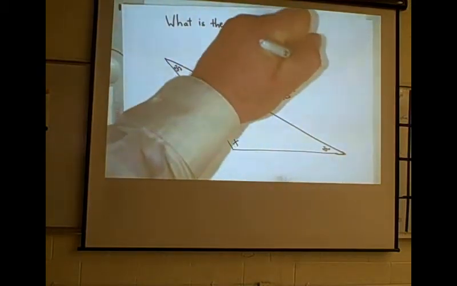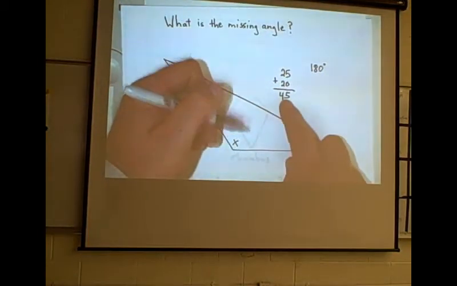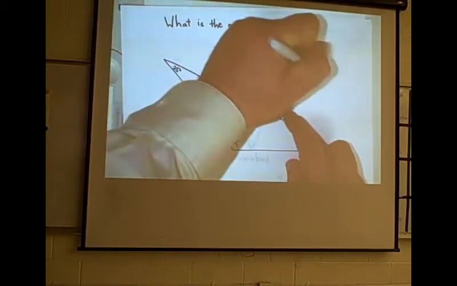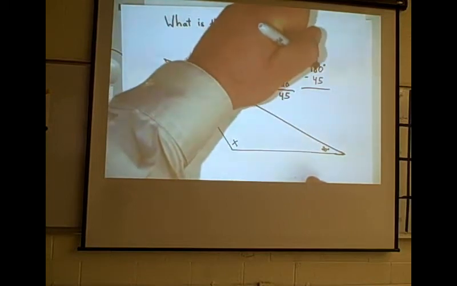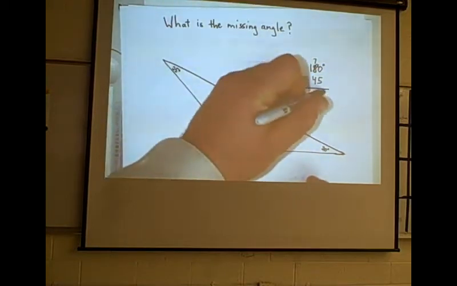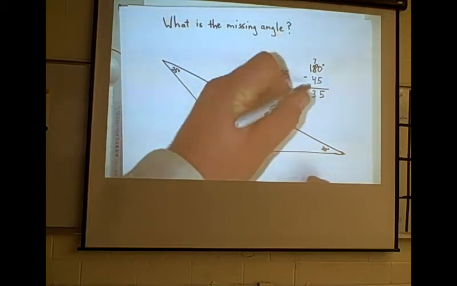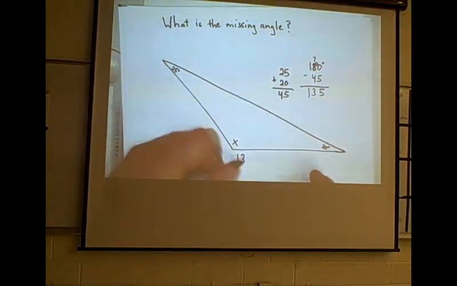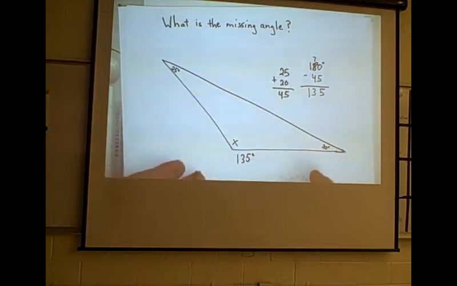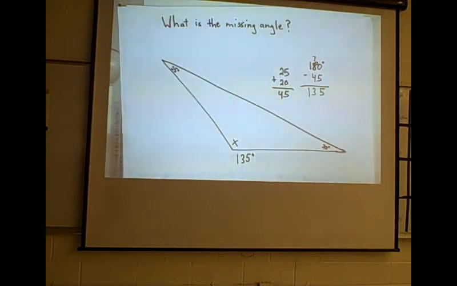All triangles measure 180 degrees. We'll take the 180 minus the 45. We'll have to borrow from the 8, make that 7. 10 minus 5 is 5. 7 take away 4 is 3. And then 1 minus nothing is 1. So our missing angle has to be 135 degrees. And it makes sense. It looks like an obtuse angle that's bigger than 90. That looks like about 135 degrees.